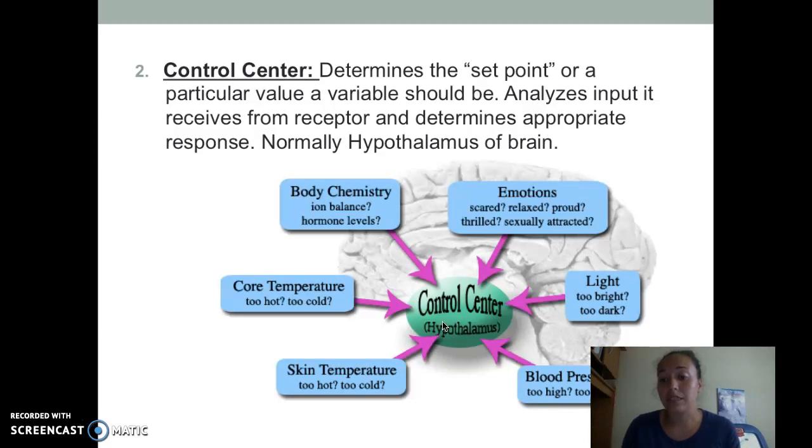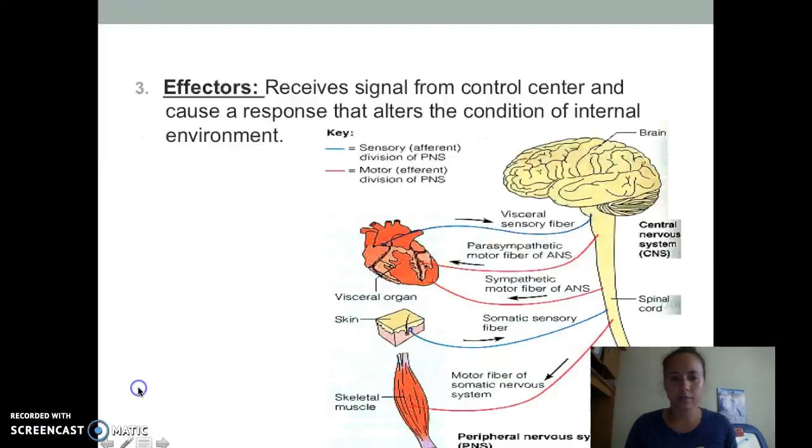So there's going to be a signal sent to the sudoriferous glands, which are your sweat glands, and you're going to sweat. So now that your control center has decided on the appropriate response, it's going to send a signal to the effector organ. Your effector organ is what's going to actually produce the response, and in this instance it would be your sudoriferous glands, which are your sweat glands, in your skin.